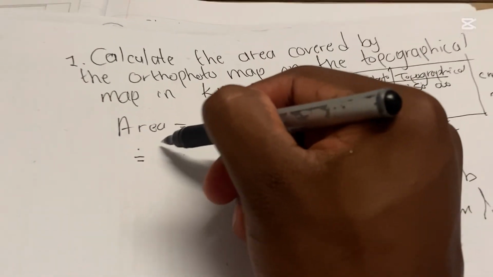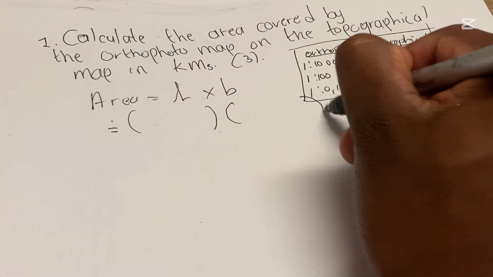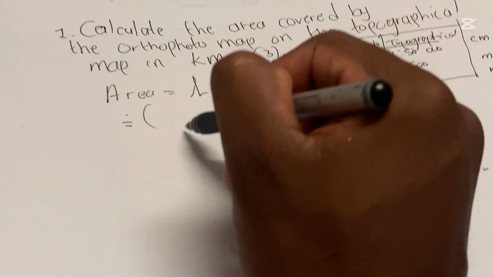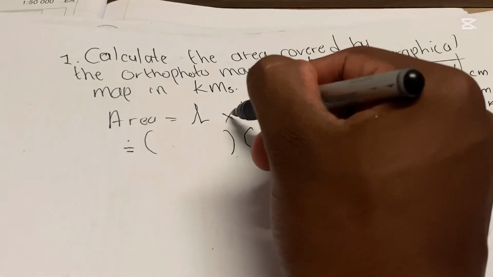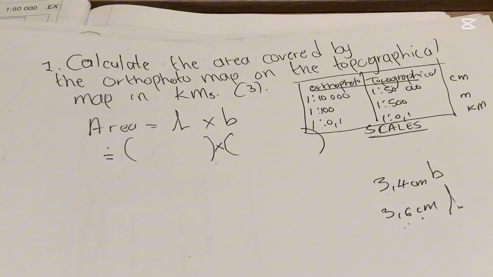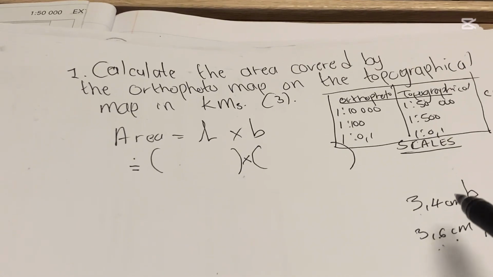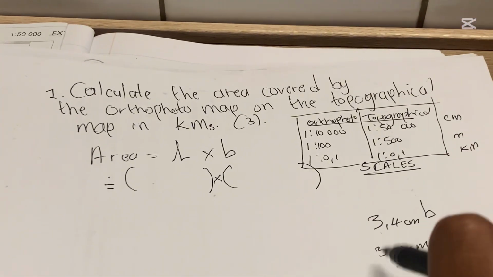I'm going to open two very big brackets. In this bracket I'm going to find my length. In this bracket I'm going to find my breadth, and then this multiplication sign I can just put here. So when we are finding area in geography, we don't just take 3,6 times 3,4. Your answer will be wrong, because we need to consider our scales.